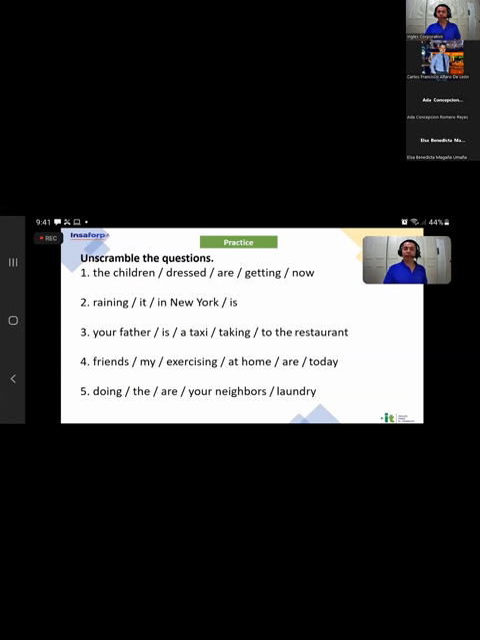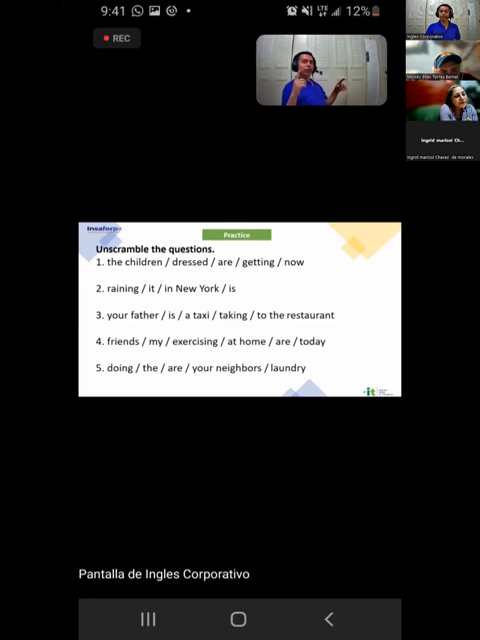El número dos. Your neighbors are doing the laundry. No, porque neighbors lleva your, no puede ir the neighbors. Your neighbors. No, your neighbors are doing the laundry. La casa, mi amor. Your, tus vecinos. Tus vecinos. Están lavando para mí. Your neighbors are doing the laundry. Okay. No sé, como al final era una cada uno, pero no. ¿Sigo con la uno o no sé si apoyo? Ah, sí, sí. Okay.